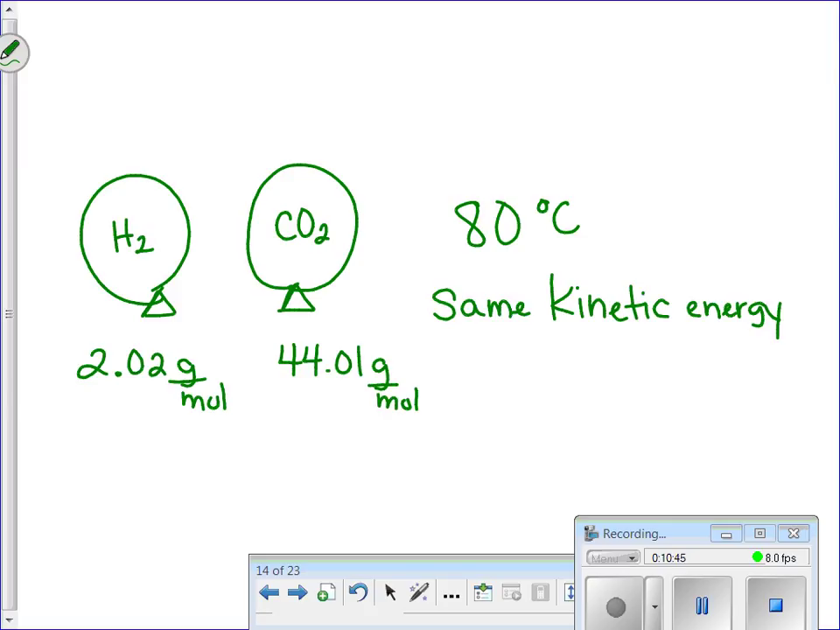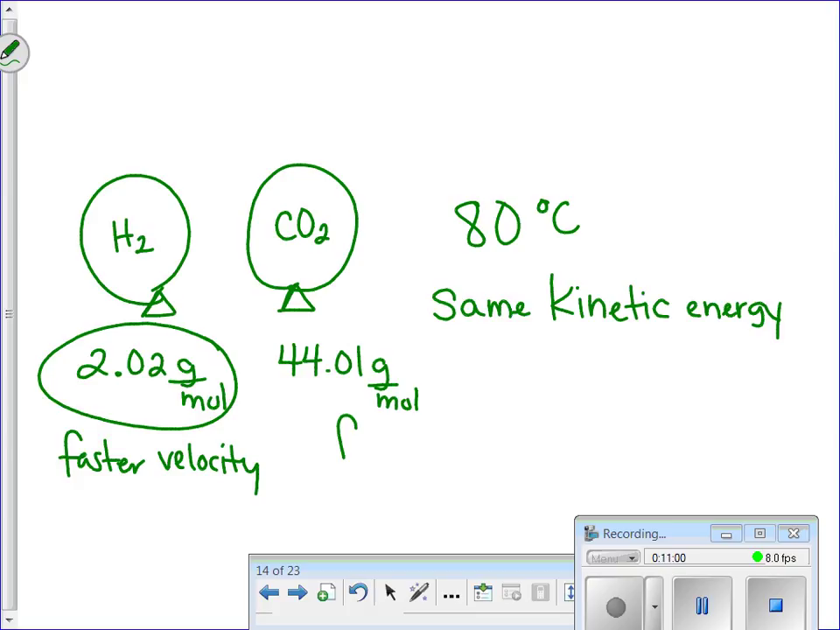So that would mean that the hydrogen is moving with a faster velocity because the mass is smaller. The carbon dioxide is moving with a slower velocity because its mass is larger. Okay?